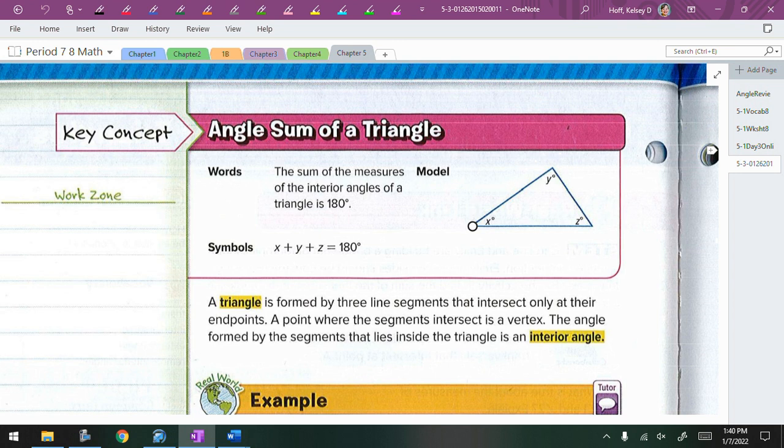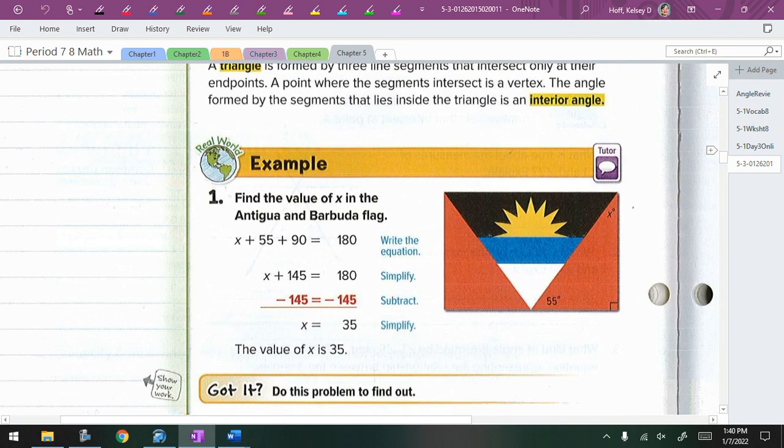Something that Miss Hoff is going to be very, very particular about, sometimes she's a little crazy about stuff, is that every single problem today you're going to write an equation. Just like earlier this week, we're going to start very, very basic, and we're going to build on it. We're going to start basic, writing equations that you may get frustrated with, and we'll build from there.